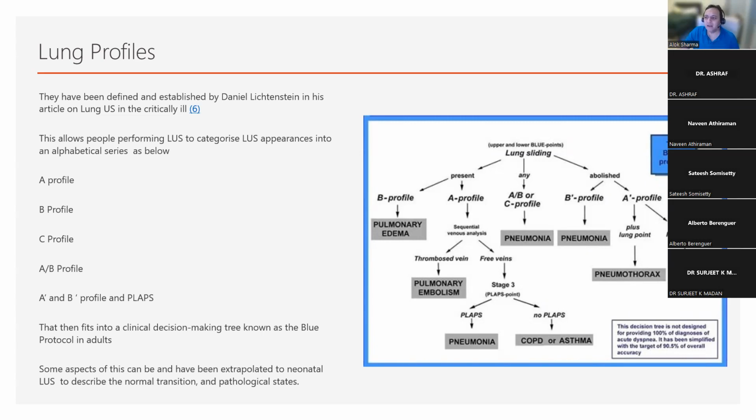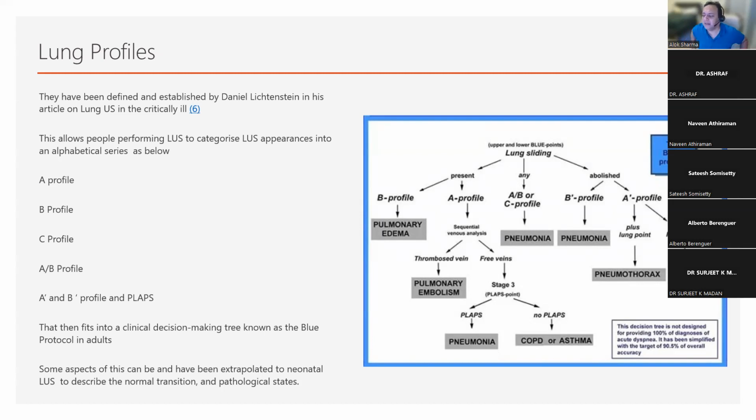So by describing those areas as profiles, you can mentally model and mentally map better. If I come to you and say that I have a term baby who was admitted with mild respiratory distress, by the time we got him to the neonatal unit, the distress had settled, and I can see a batwing sign with pleural sliding in all areas with an A line profile in all areas, then that is called an A profile. And that in essence usually indicates that you have normal lung.